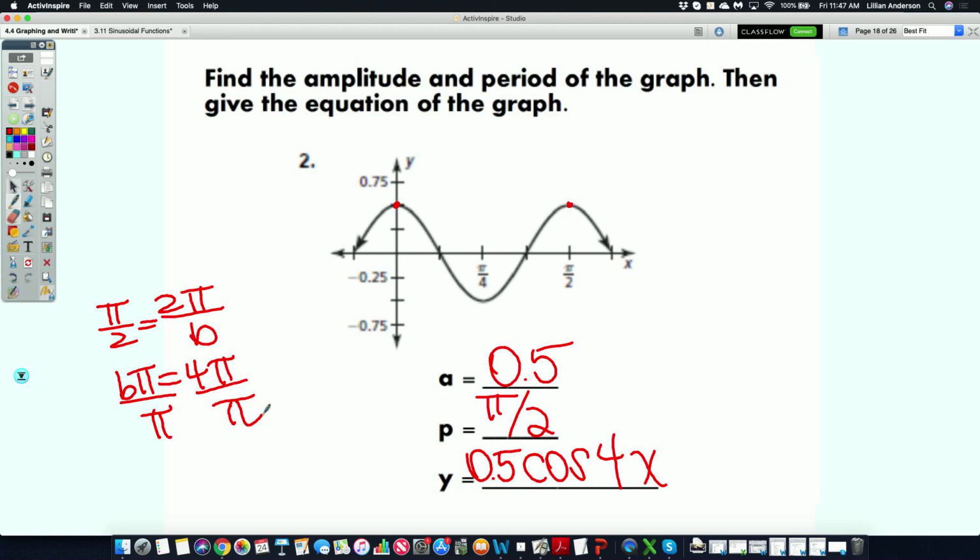Question? Why is the period pi over 2? Because the distance before the graph starts to repeat itself is pi over 2 units. So from 0 to pi. So far, so good?